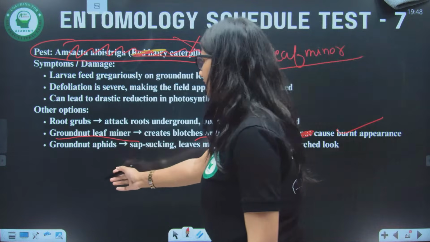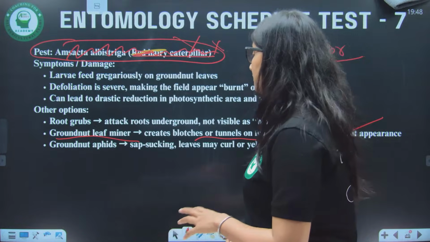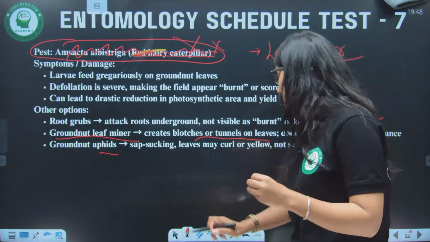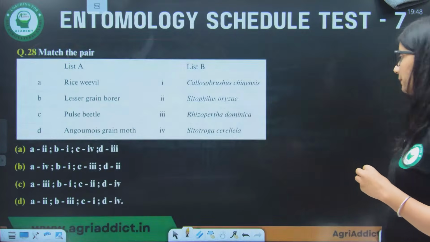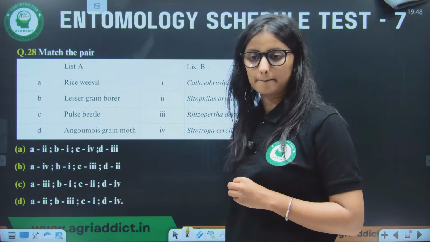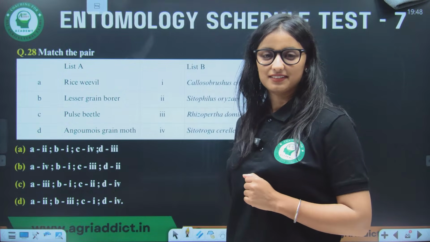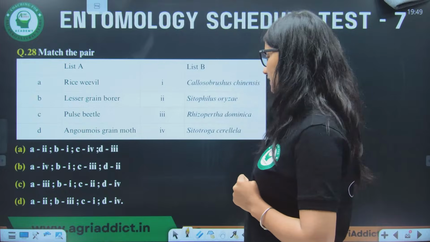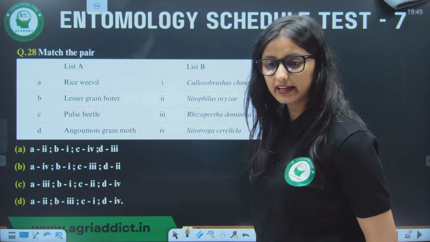What about aphids? We know root grubs attack the roots or underground parts of the plant. And what about this groundnut aphid? Aphid, as we all know, is sap sucking. Okay. Now match the columns. Match quickly. Sorry. D is very good.